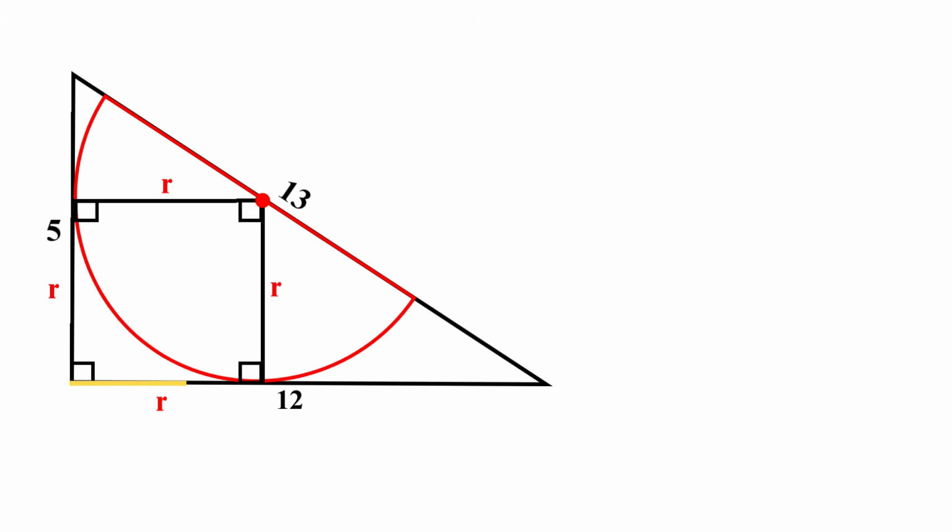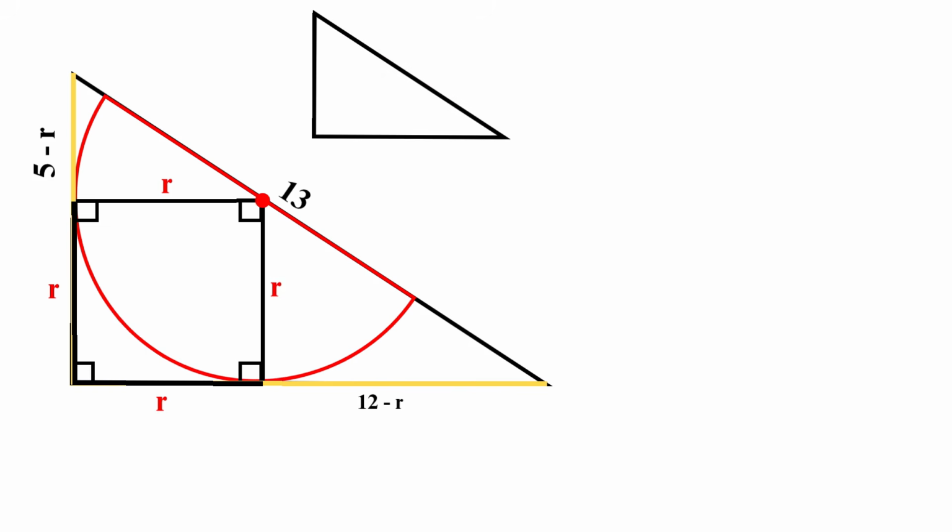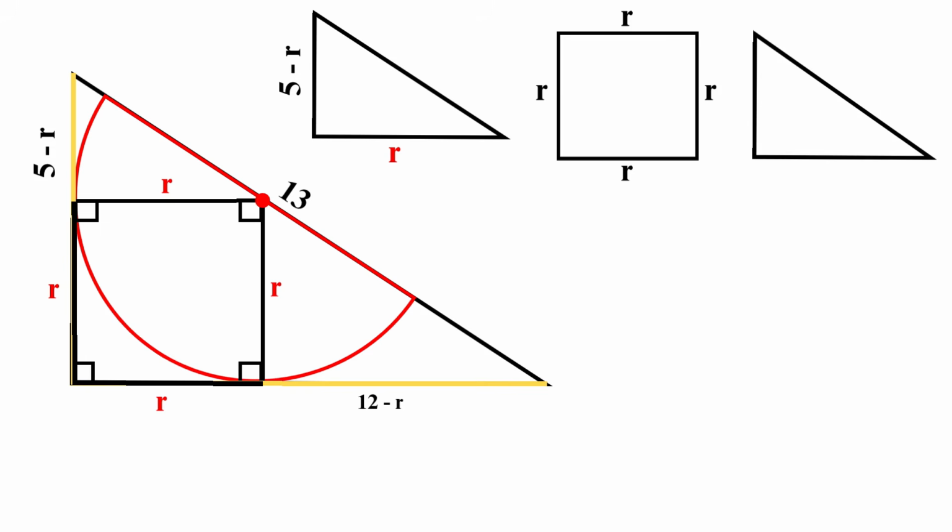Looking at the bottom triangle, the full side is 12 units long. If we subtract the part that belongs to the square, which is r units, then the remaining base becomes 12 minus r. Similarly, the other side is 5 units long, and after subtracting the square portion that has length r, the remaining height becomes 5 minus r. Now, take a look at the top small triangle. It has base r and height 5 minus r. The square in the middle has sides r, and the bottom triangle has base 12 minus r and height r.